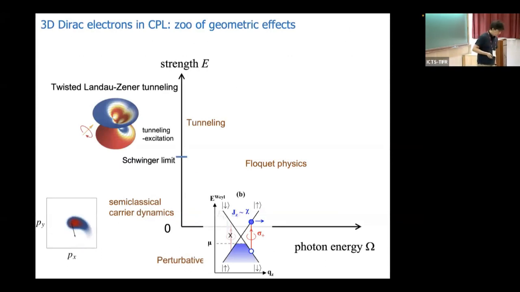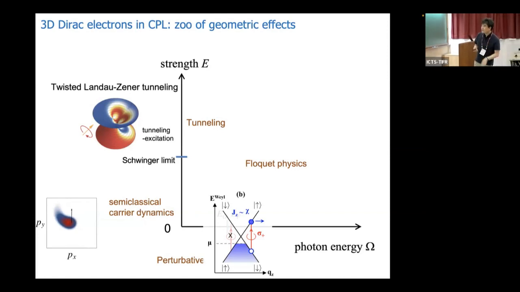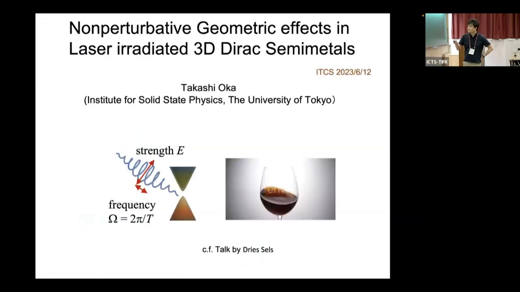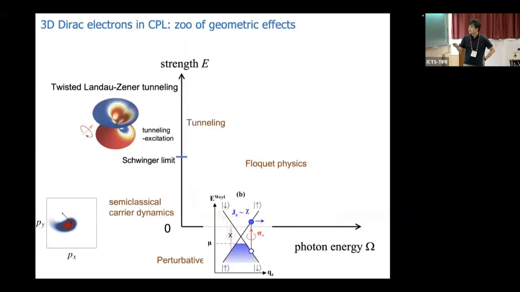So using my 40 minutes or 30 minutes, I'll try to explain a certain phase diagram, something like a phase diagram with two axes. This axis is the strength of E. If I go one slide back, E is the strength and omega will be the frequency. So that's these two axes.